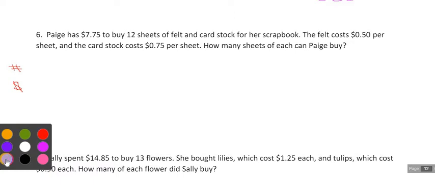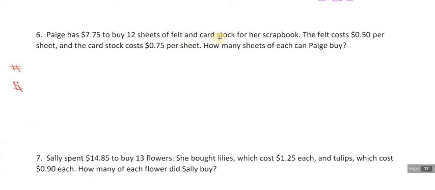So we need to define our variables for what felt and cardstock will represent. So we'll let felt be X and cardstock be Y. So in terms of quantity, she needs 12 sheets of felt and cardstock. So if I take the number of sheets of felt, and I add the number of sheets of cardstock, it gives me the total number of items or total number of sheets for her scrapbook. So that's 12.